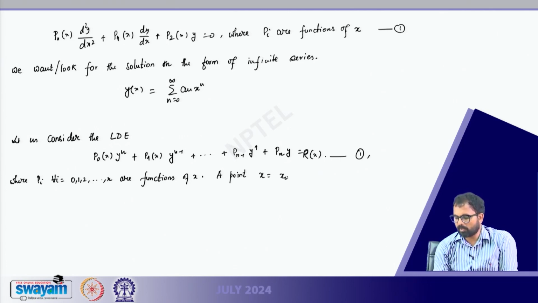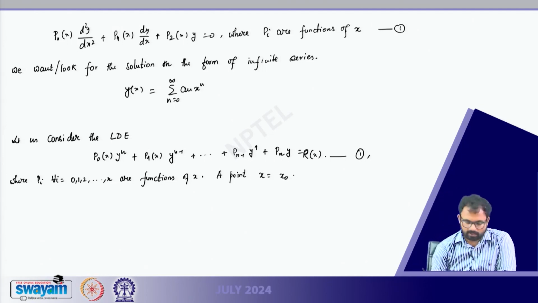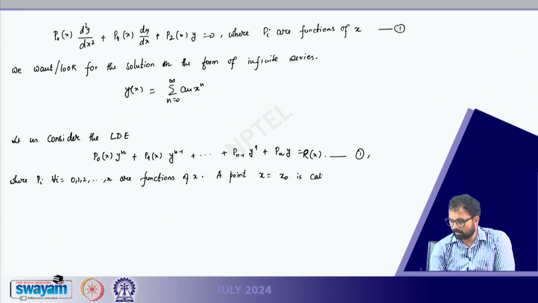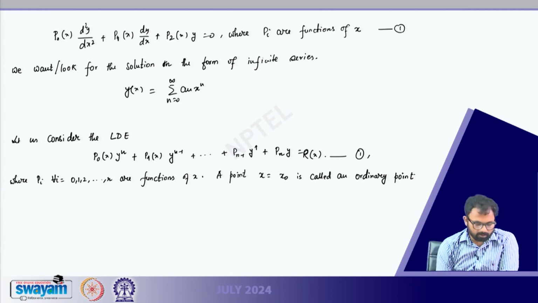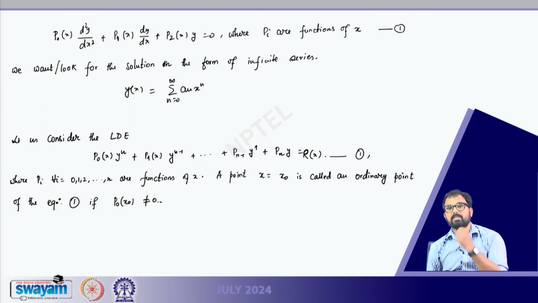Then a point x equals x0. By the way, this is not the initial value. Usually we denote by zeros, but here it is not actually the initial value, but in general any point. So a point x equals x0 is called an ordinary point of equation 1 if p0(x0) is not equal to 0. That means the leading coefficient should not be vanishing at that point. Then it is called an ordinary point.